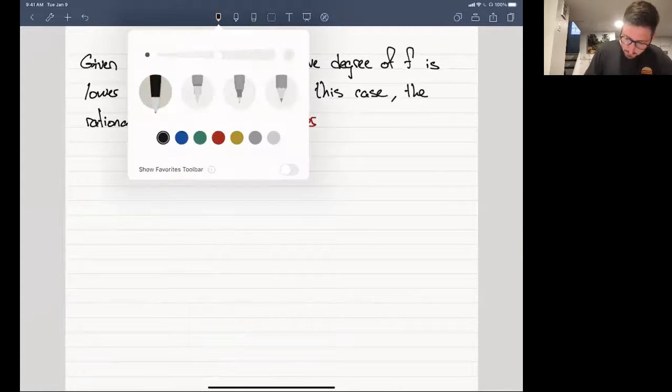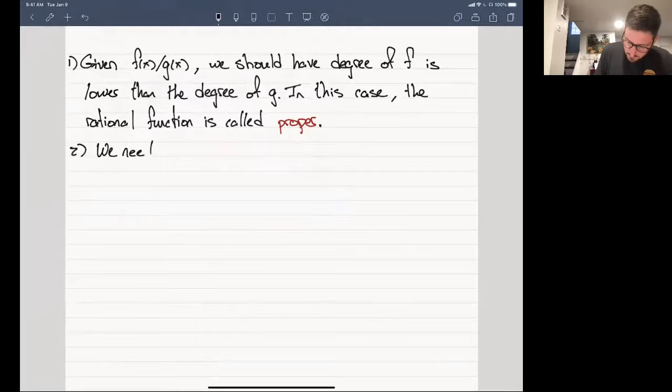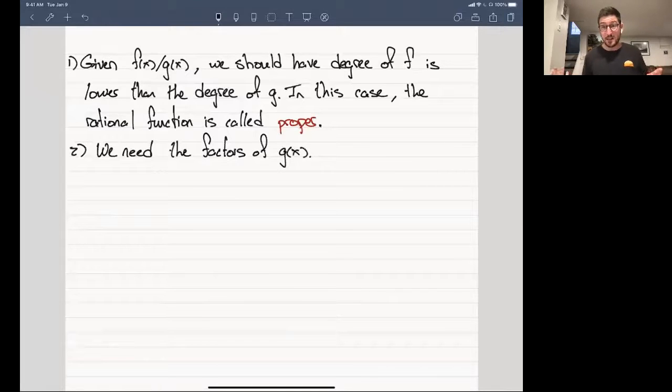Remember, there's improper fractions like 7/5, and there's proper fractions like 1/4, right? So it's the same type of idea. The other piece we need is the factors of g of x. Now, this isn't always the easiest thing in the world, right?